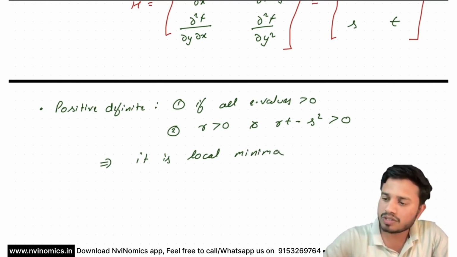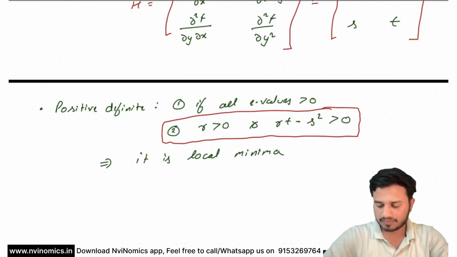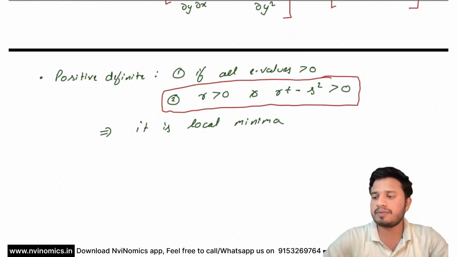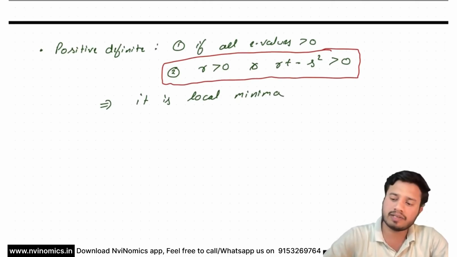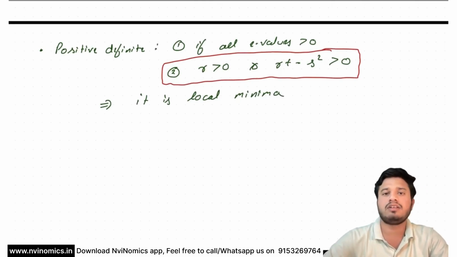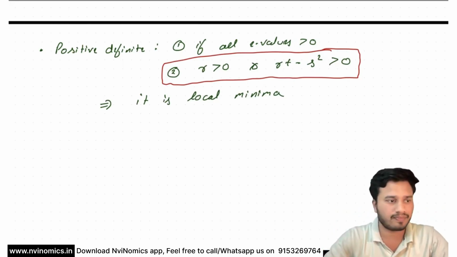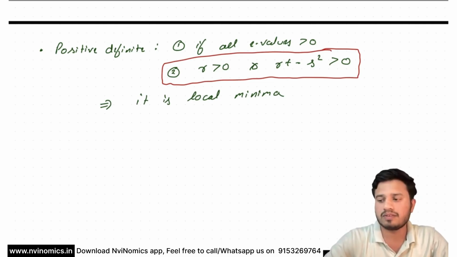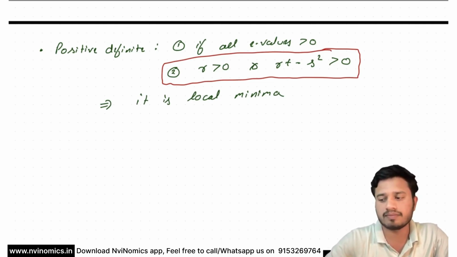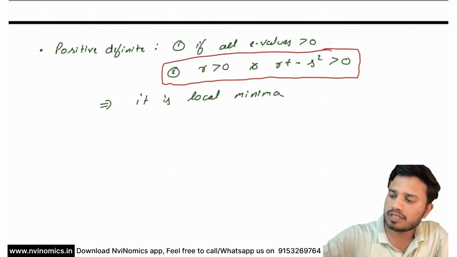Most of the time we will be using only this condition. If you remember from the previous class, when we have a positive definite matrix, the quadratic form of it will be a convex shape. So now from there you can see why it is a point of local minima.